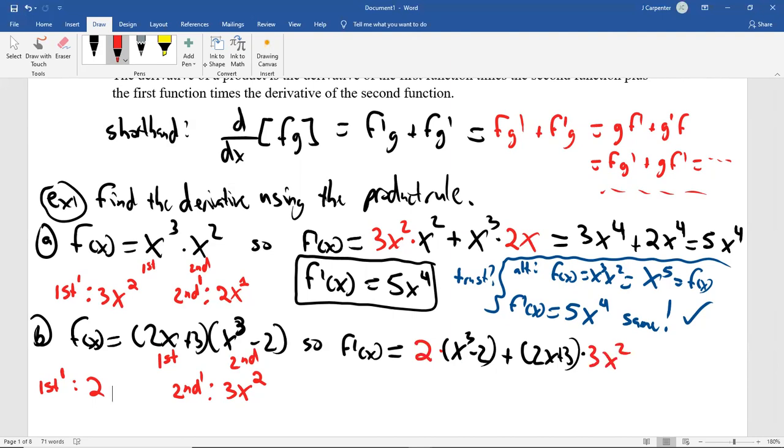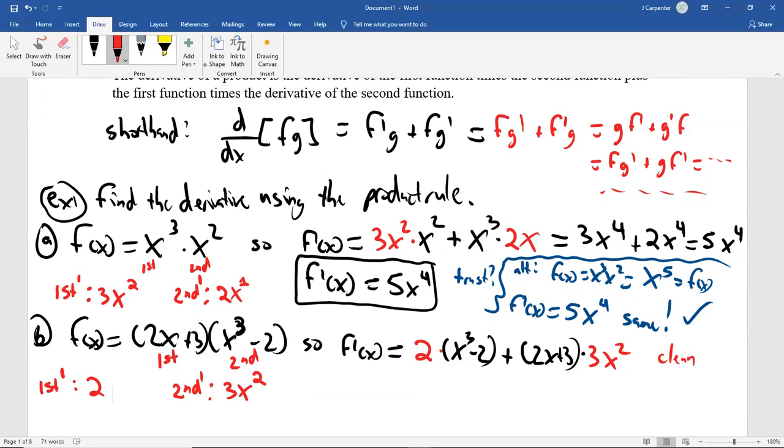Again, derivative of the first, second, plus first, derivative of the second. It's a mix and match. None of these terms has both derivatives. None of these terms has both regular functions. Each term has an f and a g, or a first and a second, so to say. And now we just need to clean this up.